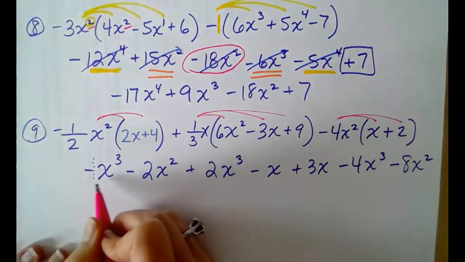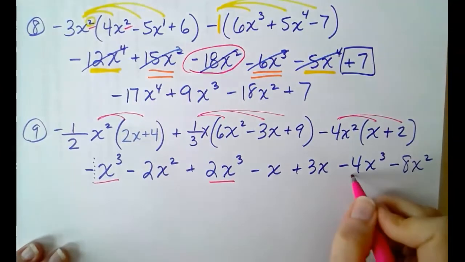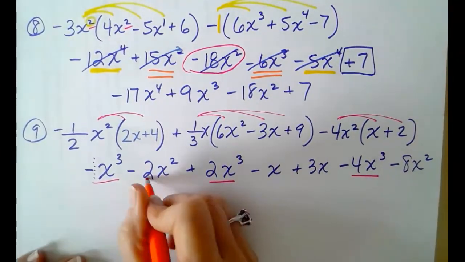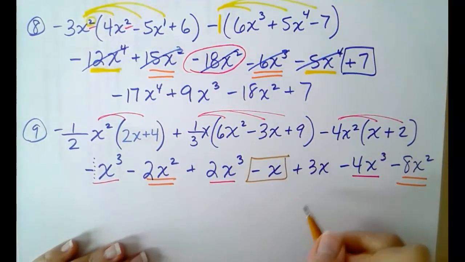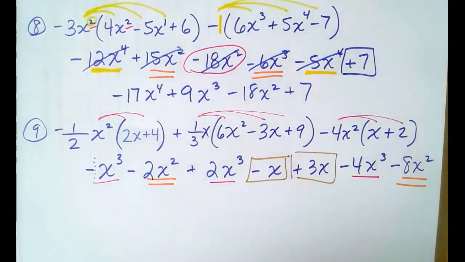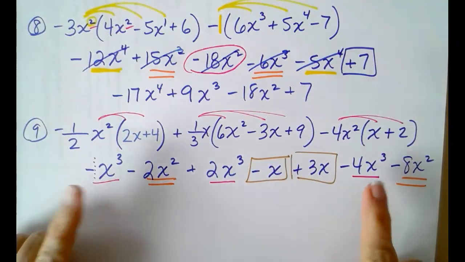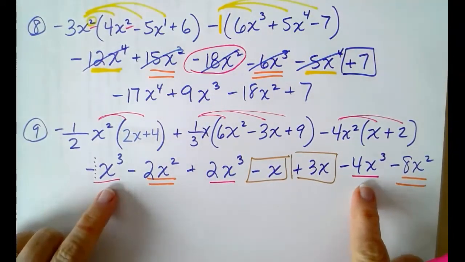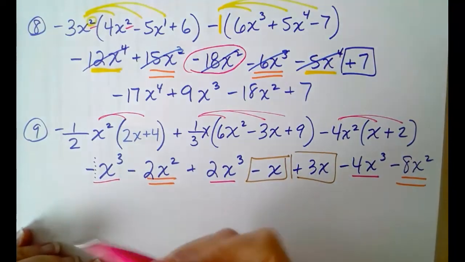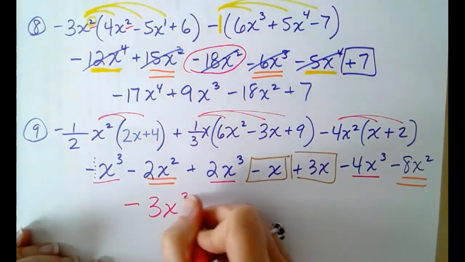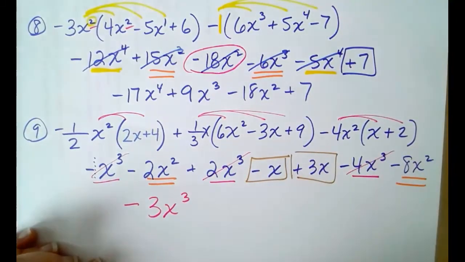Organize your terms. X cubed, x cubed, x cubed. X squared, x squared. And then lastly, we have 2 x's: a negative x here and a plus 3x there. So x cubes come first in descending order. Negative 1x cubed plus 2x cubed is positive x cubed, minus 4, negative 3x cubed. Mark the x cubes off.